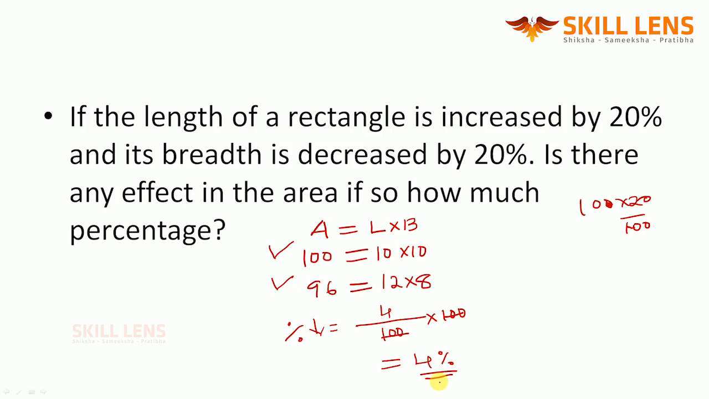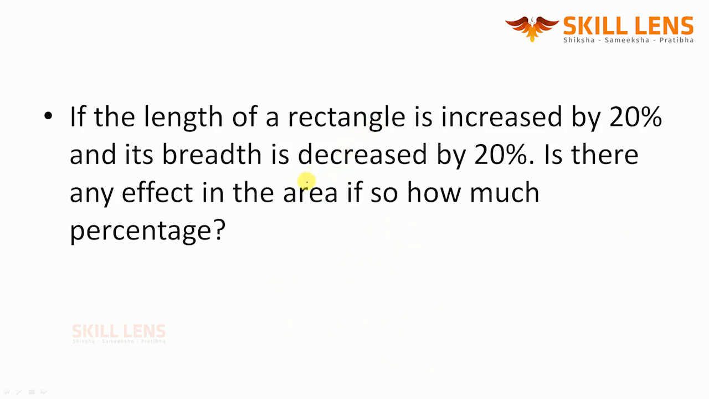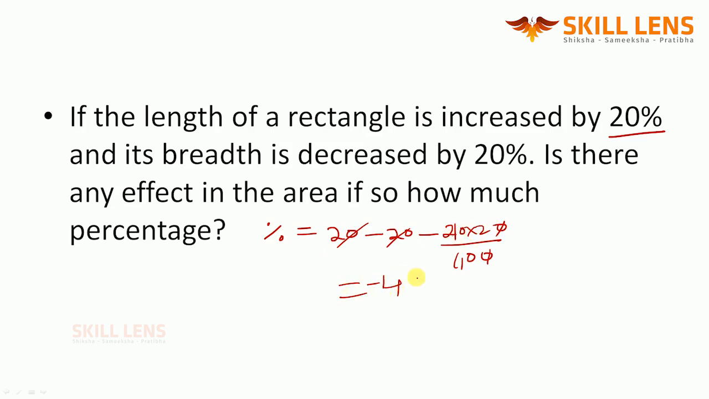No. Just now we have learnt one formula: successive percentage change. When you want percentage increase, 20% increase is plus 20, 20% decrease is minus 20. So x plus y plus xy by 100. Not always plus. Increase means plus, decrease means minus. So minus 20 into 20 by 100. Anyway, the 20s will cancel. So two 2s are 4. Minus indicates 4% decrease.